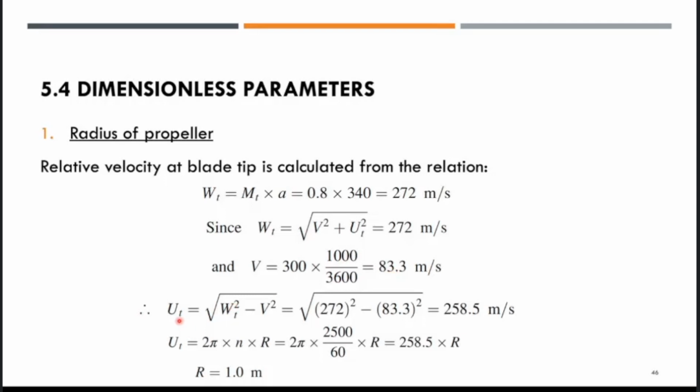Then you can find the velocity Ut equal to the square root of Wt squared minus V squared, and you will get Ut equal to 258.5 meter per second. Using the earlier expression, Ut equals 2 pi n times R, you put all the values in, rearranging for R, you will get the radius of the propeller R to become 1 meter. Try at your own sweet time to go through this example and make sure you can get R equal to 1 meter.